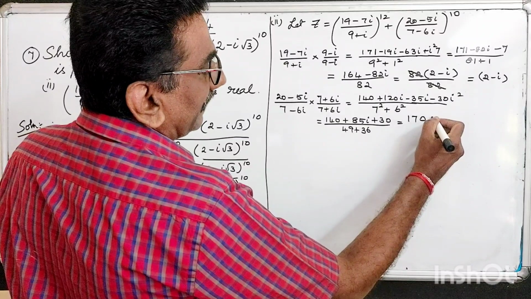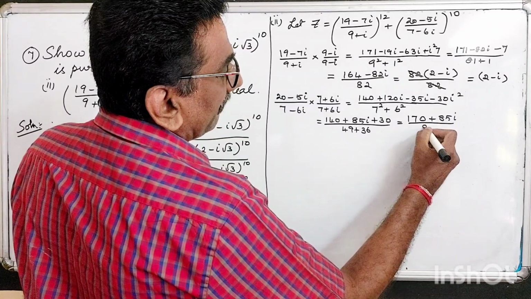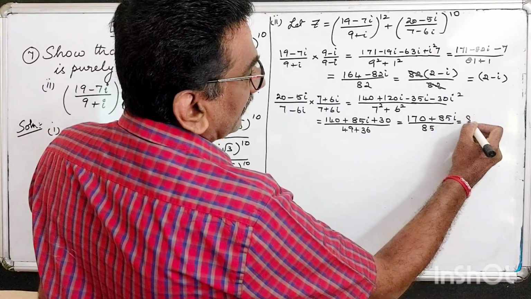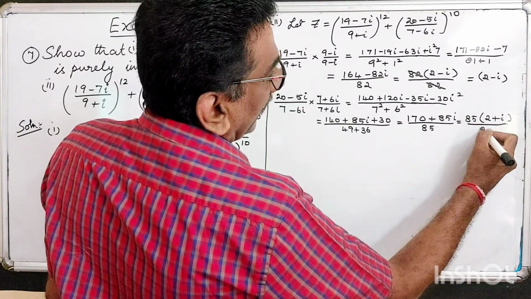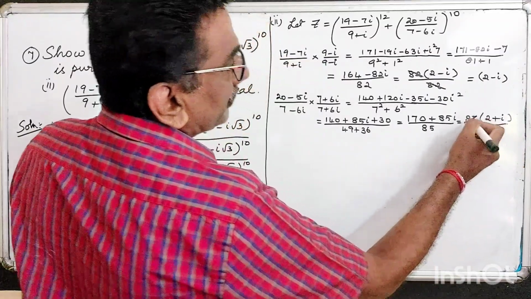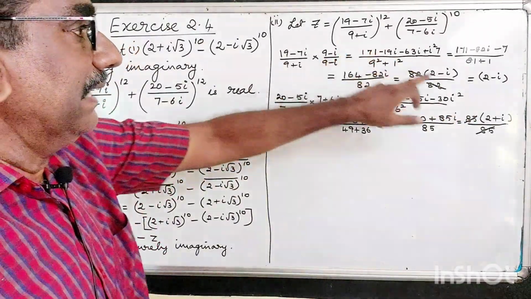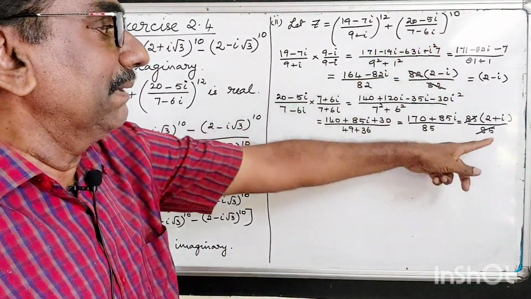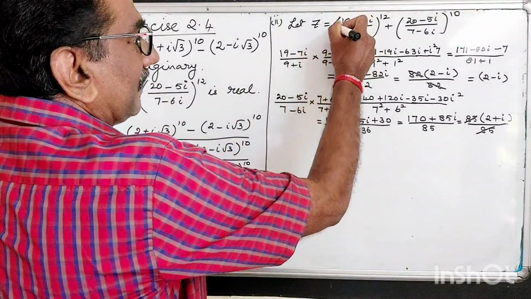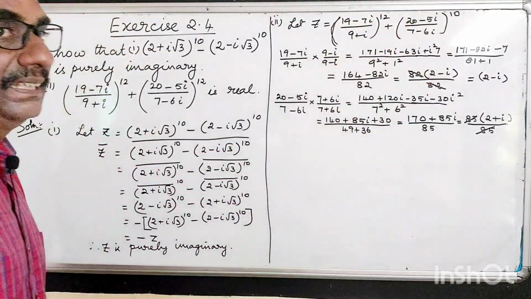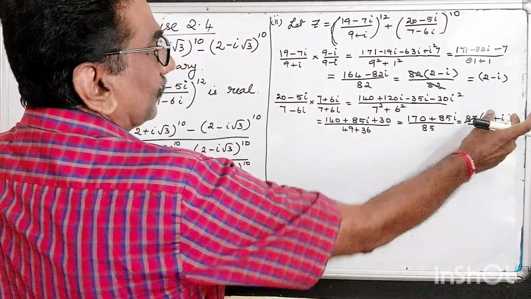So 170 plus 85i divided by 85. When I take 85 as common, I get 2 plus i divided by 85. If I strike out these two, I get 2 plus i. Look here students, in the first bracket we got 2 minus i, and in the second we got 2 plus i. So how does it come? The conjugate of the first complex number is what comes as the second. Keep that in mind. If there are any mistakes in this calculation, this is the answer that should come.